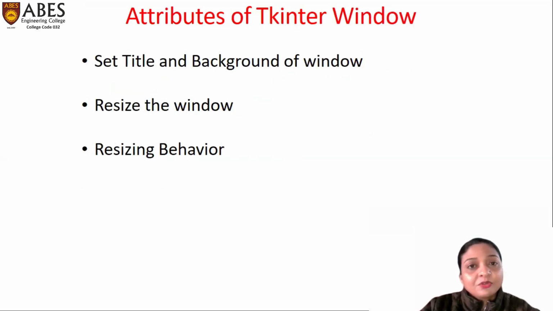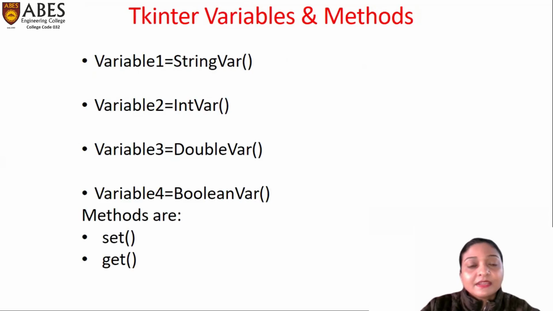Now, what are the attributes of a Tkinter window? First, set title and background of the window. That means you can set the title, and by which color you want to show your background. Second is resize the window. That means you can resize the window. Third is resizing behavior.